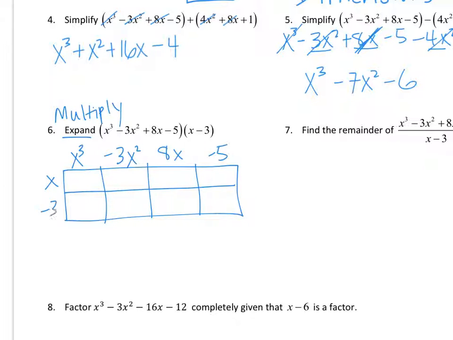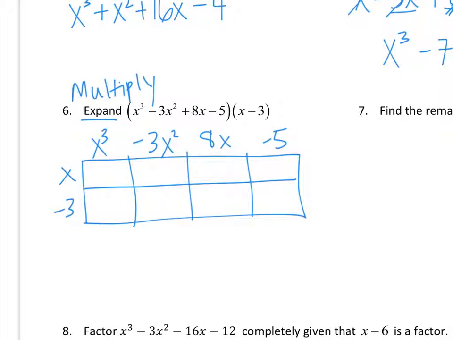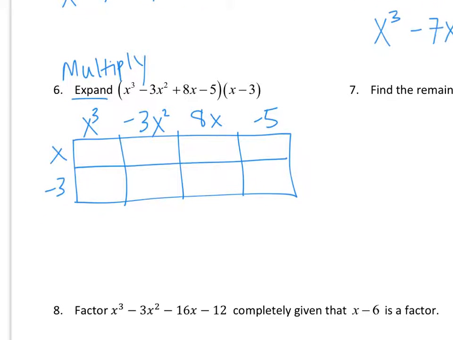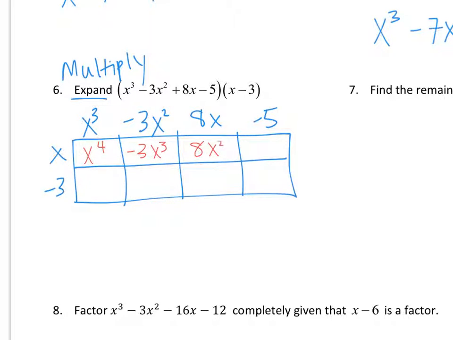X and negative 3 on the side here. So now I multiply together everything, or the two numbers on the sides of the box. So I've got x to the 4th, negative 3x to the 3rd, 8x squared, and negative 5x, negative 3x to the 3rd, 9x squared, negative 24x, and 15.